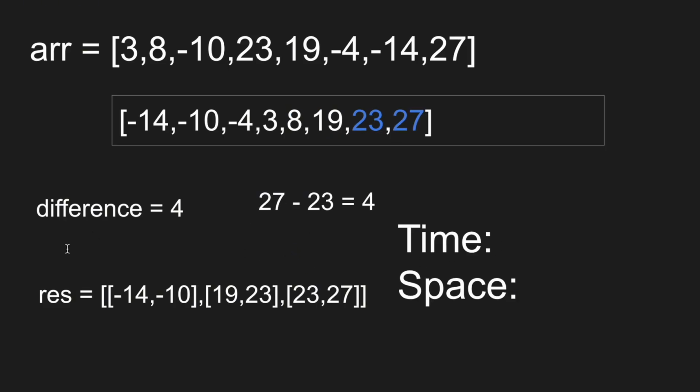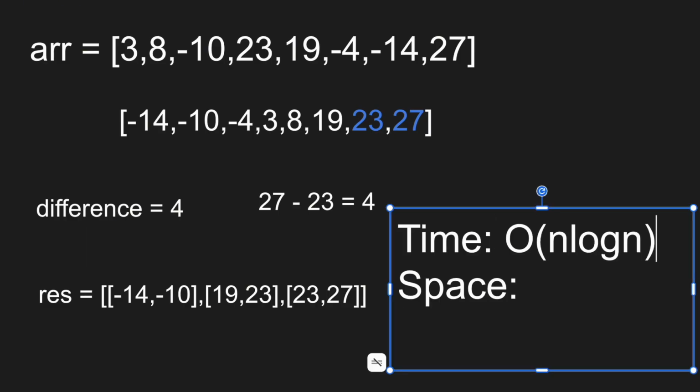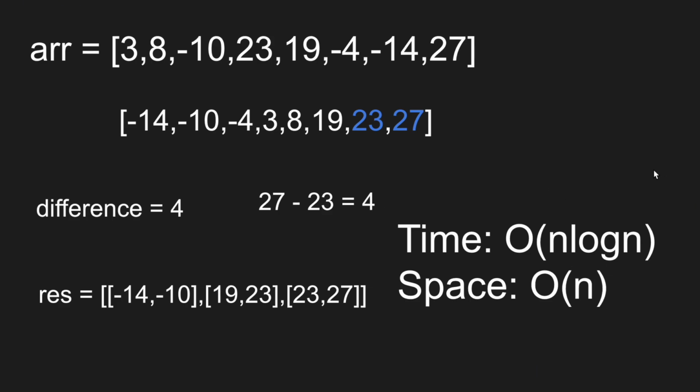Now that we've come to the end, we can return this as our result, and the time complexity would be O of n log n, where n is the number of elements in the input array, because it will take n log n time to sort this array, and the space complexity will depend on which sorting algorithm we use, but I will be using the built-in Python sorting method, so for me it would be O of n space. So now let's get to the coding part.